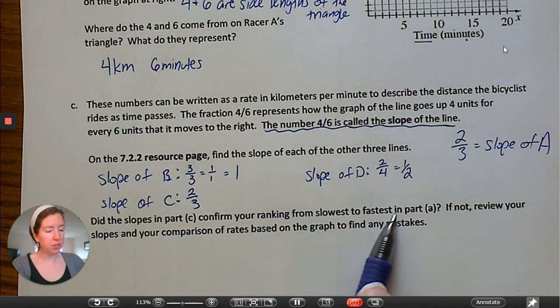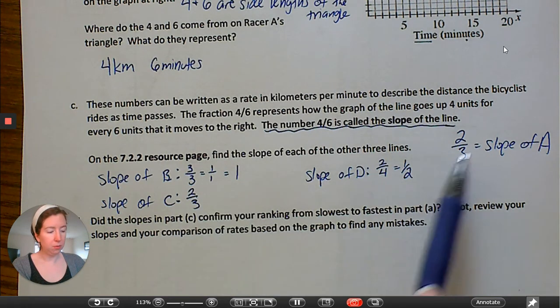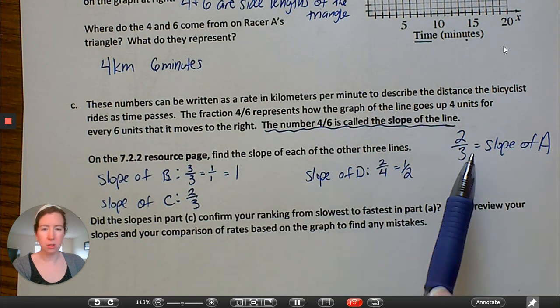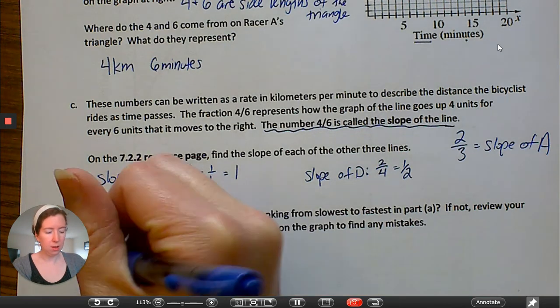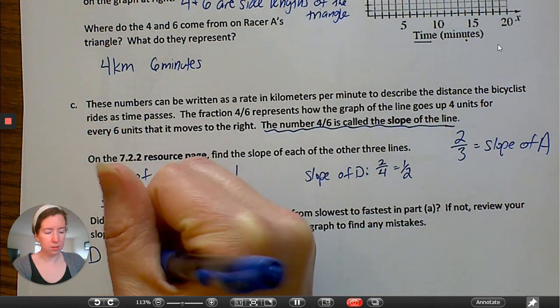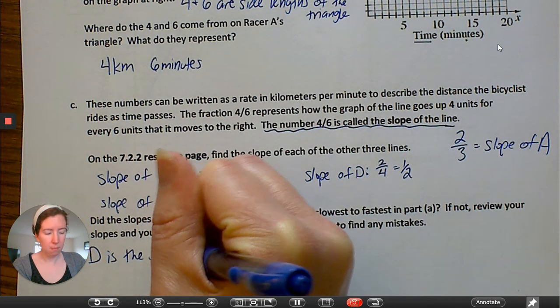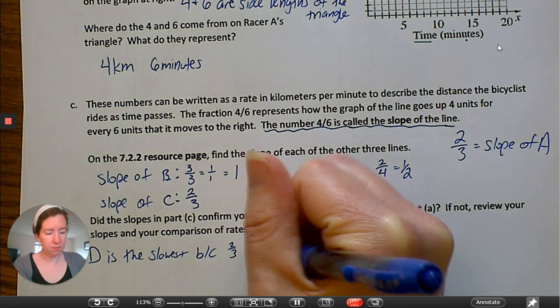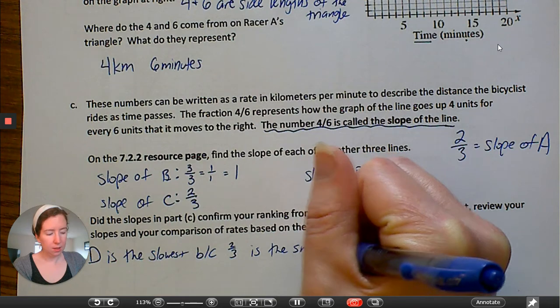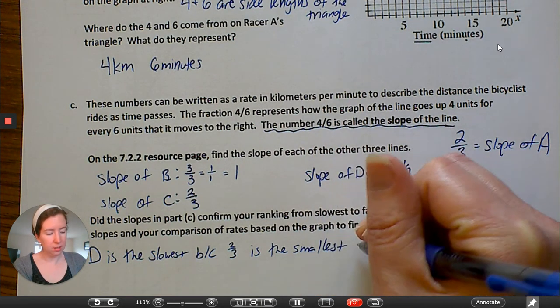So if we want to put the slowest, which number was the smallest? Well, the fractions, let's see, is 2/3 bigger or smaller than 1/2? It's bigger. So 1/2 is the smallest. So D is the slowest because 1/2 is the smallest slope.